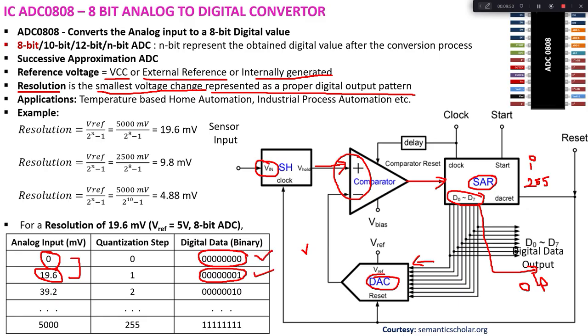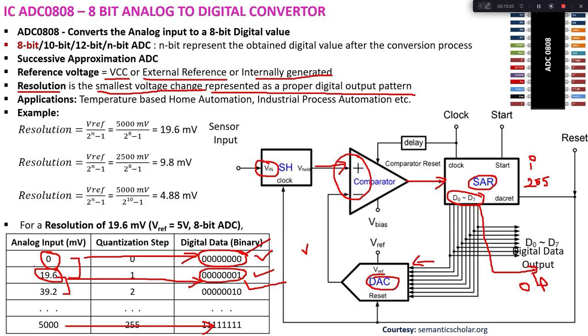If I have a voltage less than 19.6, for example 4.5 millivolt or 7.7 millivolt, in that case either I have to go with the lower bit pattern or I have to go with the higher bit pattern. So in both cases I have an error. It is not a proper representation, whereas 0 volt is represented properly by this bit pattern. 19.6 millivolt is represented by this proper bit pattern. 5000 millivolt, which is nothing but 5 volt, is represented by this proper bit pattern. So this is the smallest voltage change which can be measured using an ADC.